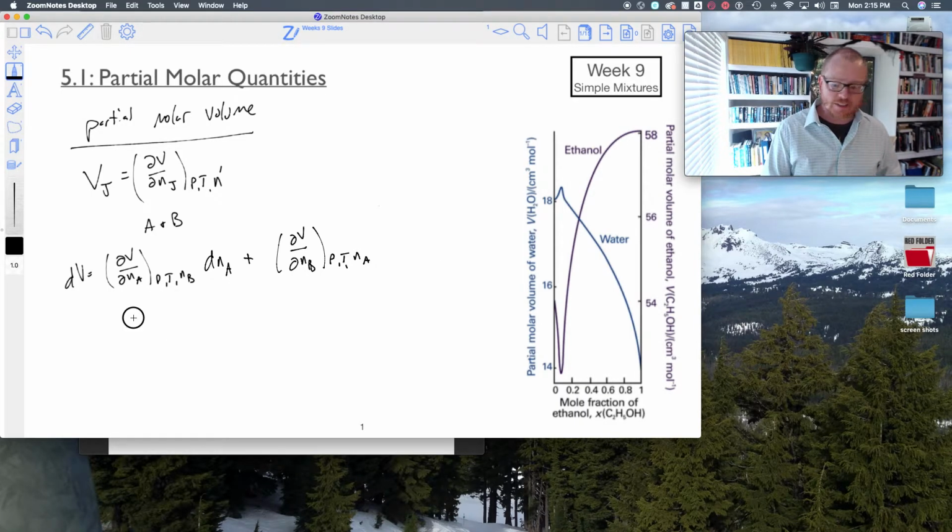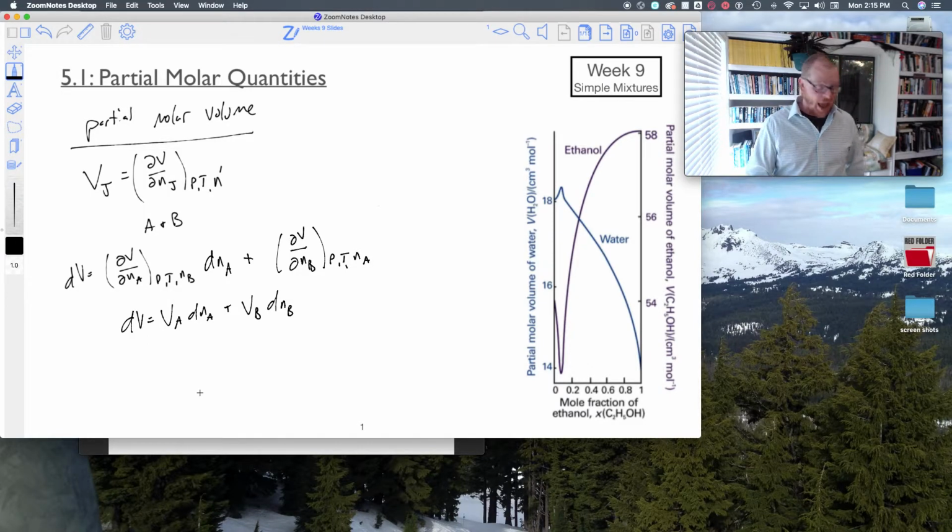And so I can write this succinctly as dV equals V sub A dN_A plus V sub B dN_B. So these two are equivalent expressions with the way that I've written them. And what we note, as we change the amounts of A and B, is that the prevailing intermolecular forces of the solution change. And this leads to a different thermodynamic environment.